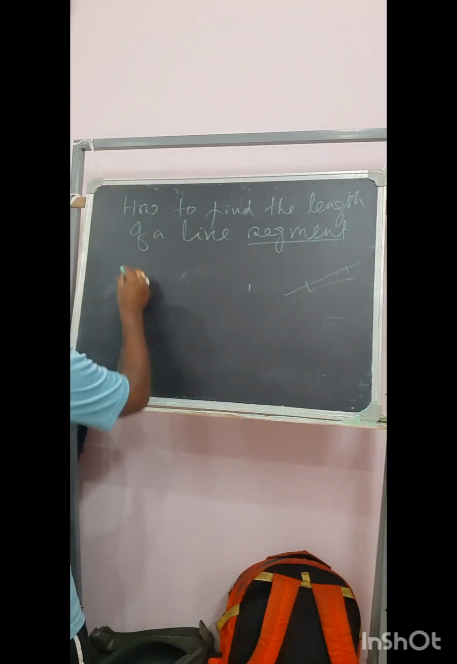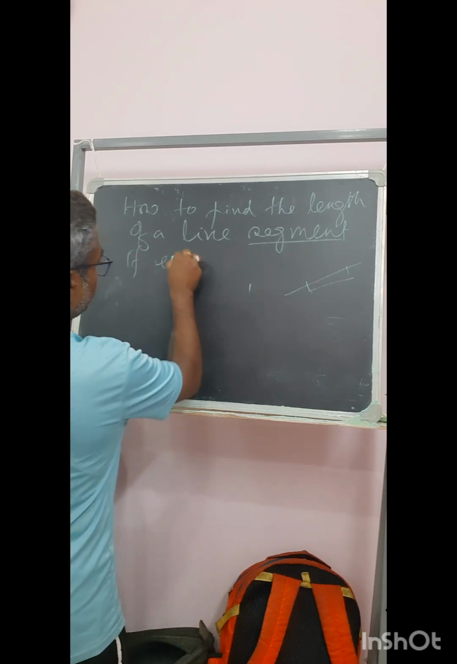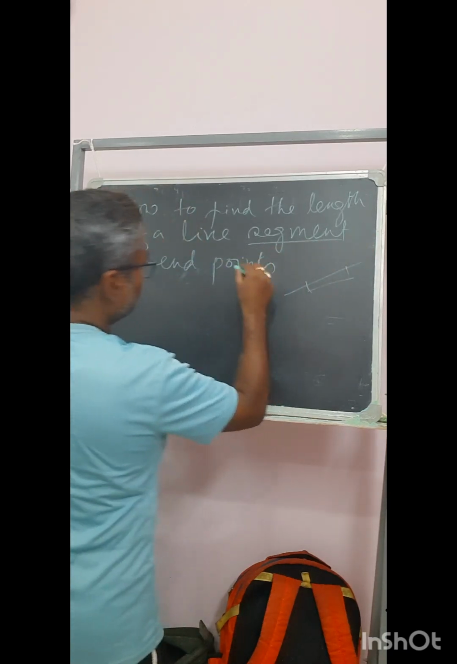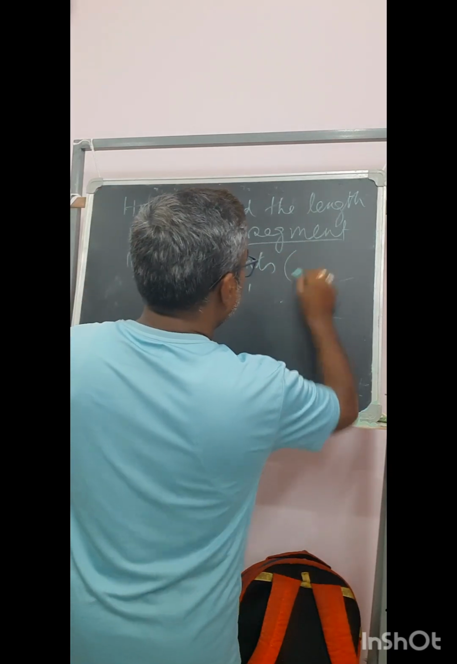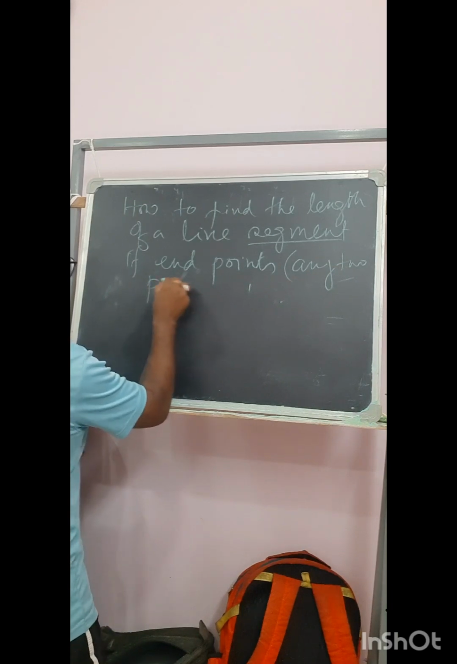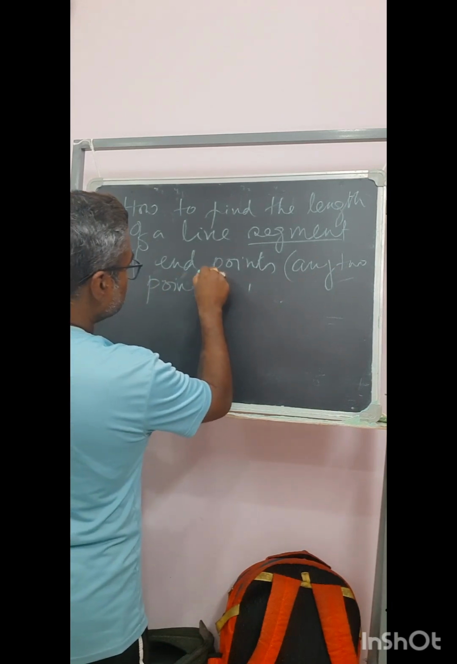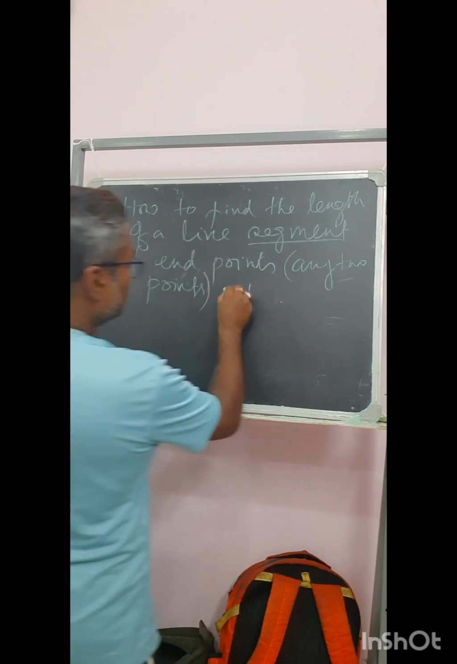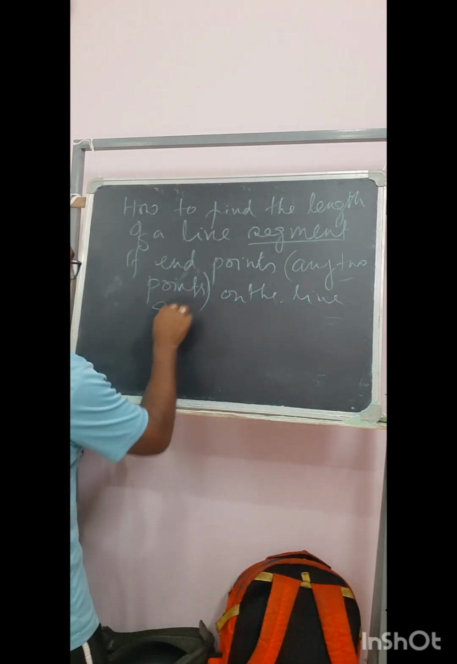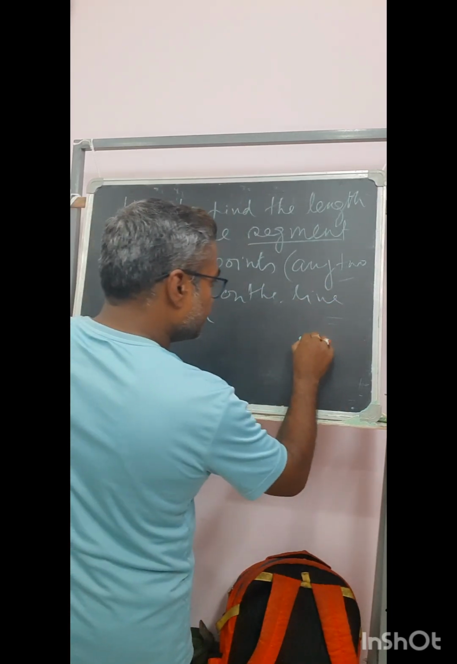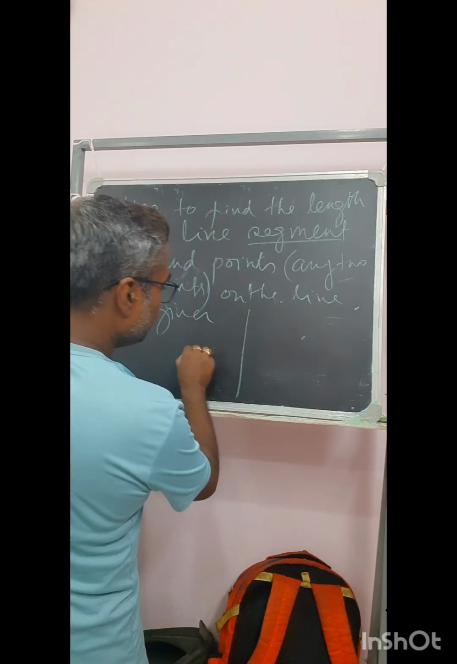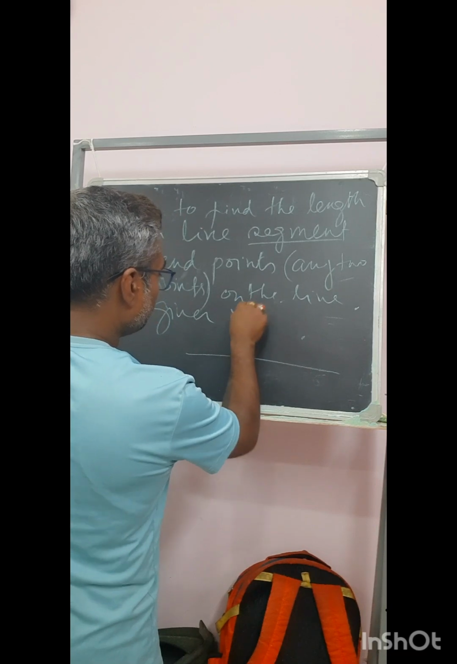So line segment, if end points are given, or any 2 points, you can say, it may not be end points, any 2 points, I mean to say that any 2 points on the line given. So your task is to find the distance between the two points only. So how will you do that? Let me draw it on the y and x axis.